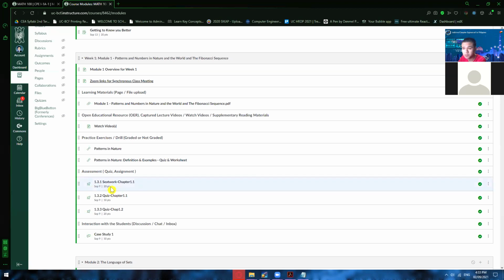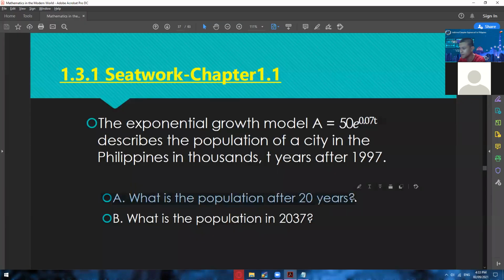So the due date of this one will be on September 9th. This is a 20 points seatwork. So 10 points for letter A and then 10 points for letter B. Okay. So are we clear so far regarding your first seatwork?